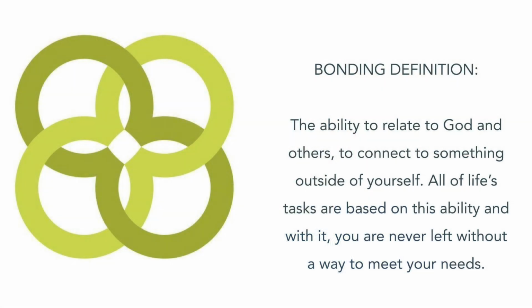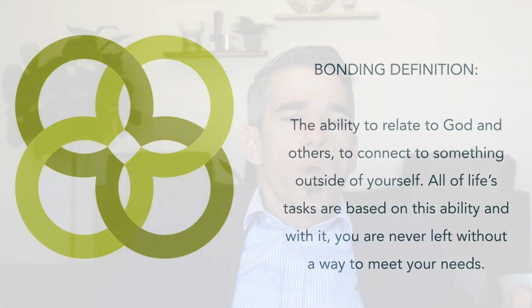So looking back at bonding, boundaries, reality, and competence, today we're going to focus on the boundaries, but just to shape and give context for where it's at along the developmental pathway, we're going to start a little bit with bonding and then move into boundaries. So as a reminder, bonding is really the ability to relate to God and others, connect to something outside of yourself. And all of life's tasks are really based on this ability, and with it, you're never left without a way to meet your needs.